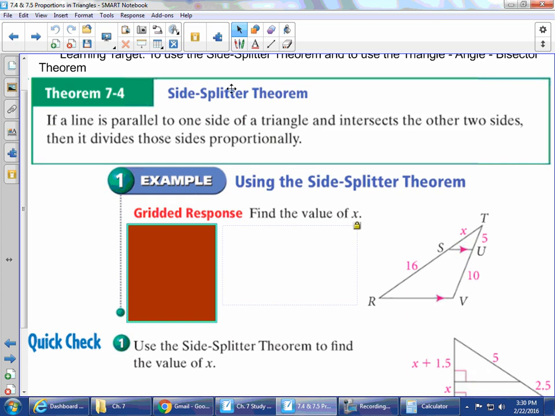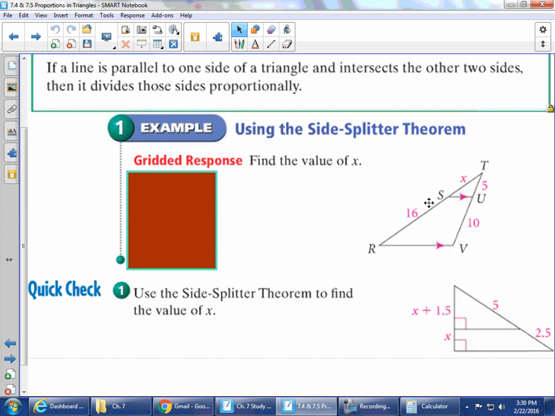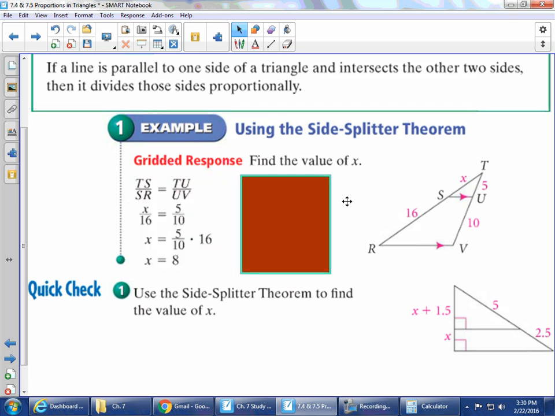Creation of these comes from the side splitter theorem, which tells us that if you have a line parallel to one side of a triangle, and it intersects the other two sides, that divides them into proportional pieces. You see in example 1, SU goes across and cuts that up and makes it parallel with the bottom. You're going to be able to write a proportion, and that would look like what you have here.